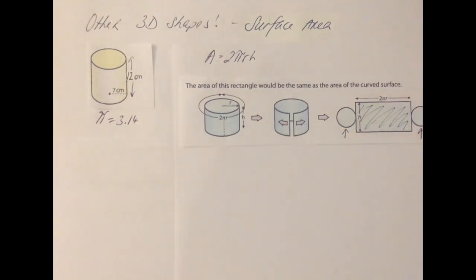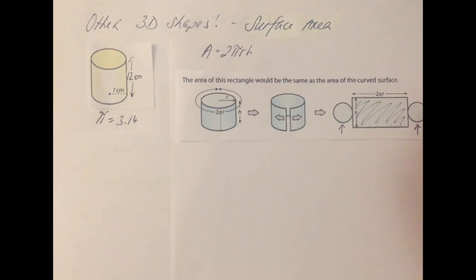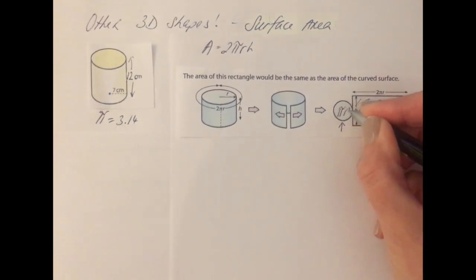So you want to be very careful in a question like this. Are they just looking for the curved surface area, or are they looking for the total surface area? Because if they're looking for the total surface area, you're going to need to include the top surface, which is a circle, and the bottom surface, which is also a circle. And the area for those, of course, is pi r squared and pi r squared.